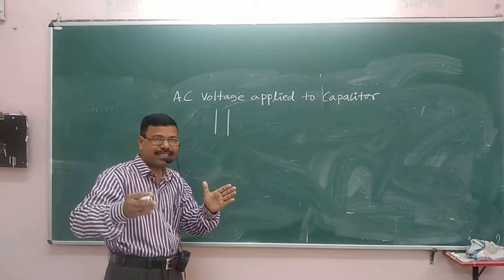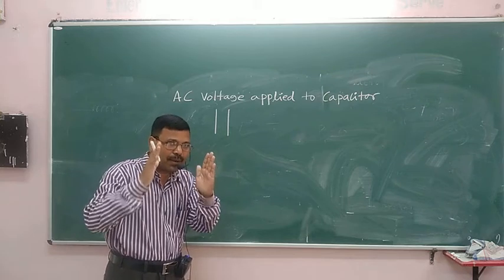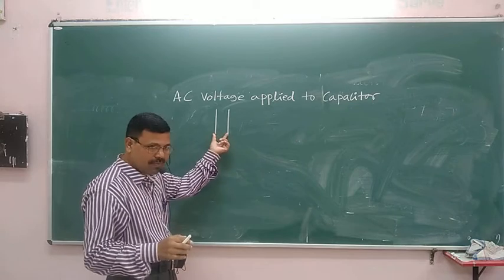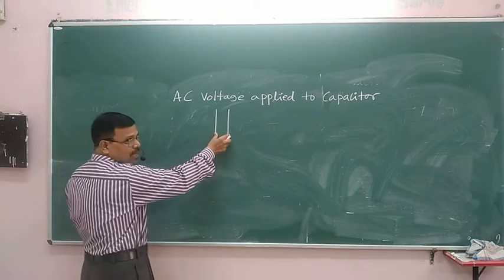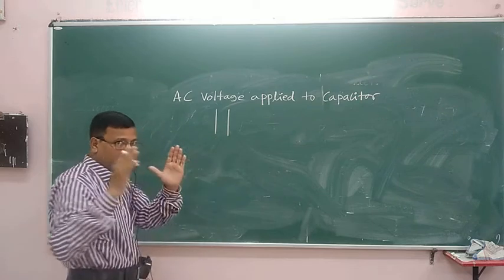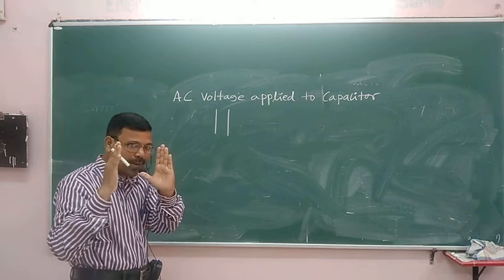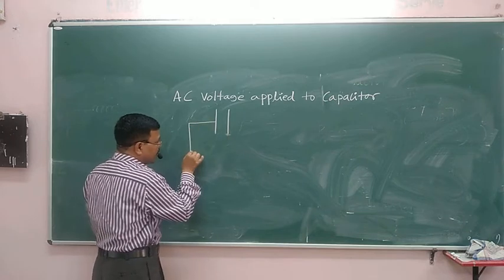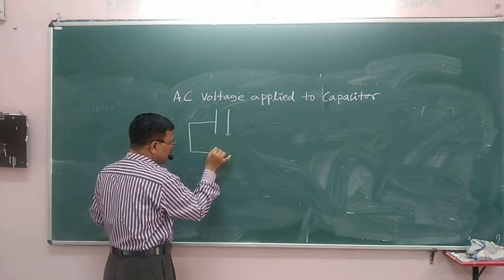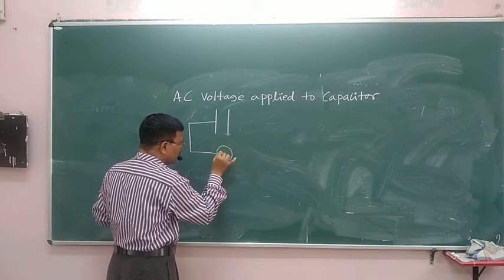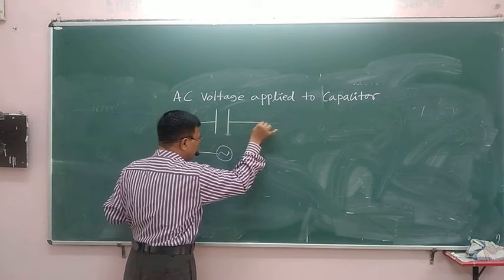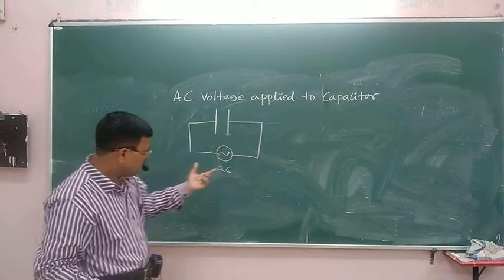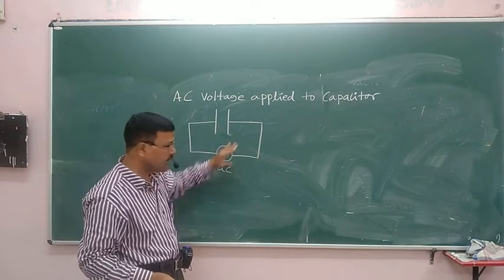What is a capacitor? It is a system of two conductors separated by some distance. There are two conductors here. Or it is a system of two metallic plates separated by some distance. And here the capacitor is connected to an AC source. An AC voltage is applied here.